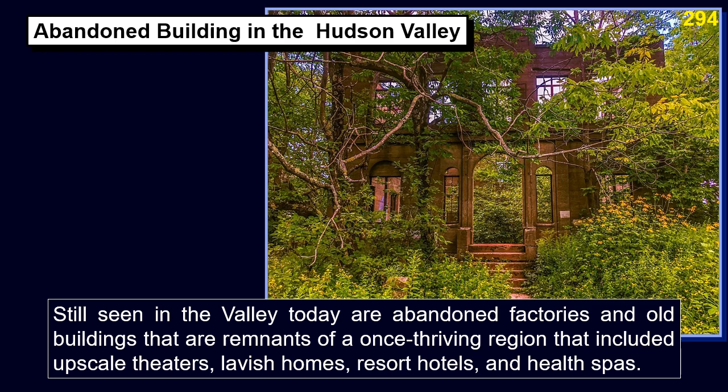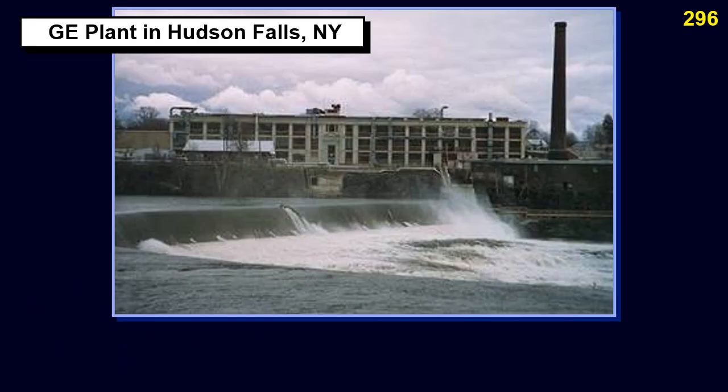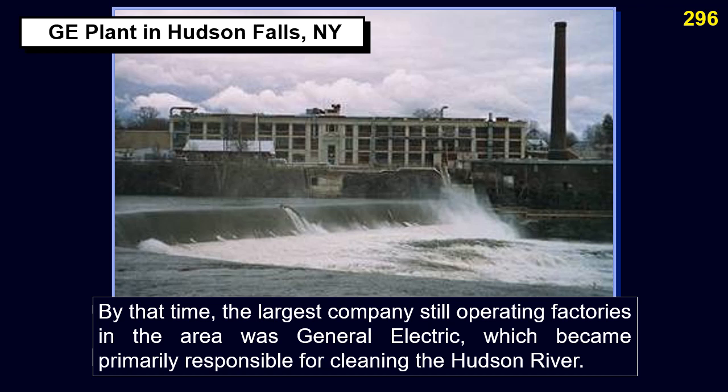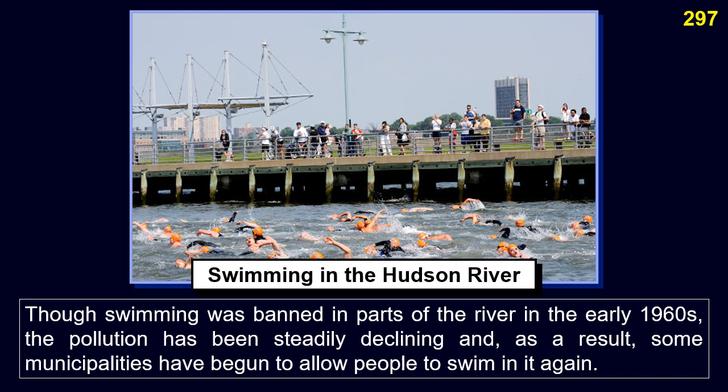The numerous factories that at one time lined the Hudson River poured garbage and industrial waste directly into the river. This pollution was not assessed in a comprehensive fashion until the 1970s. By that time, the largest company still operating factories in the area was General Electric, which became primarily responsible for cleaning the Hudson River. Though swimming was banned in parts of the river in the early 1960s, the pollution has been steadily declining and, as a result, some municipalities have begun to allow people to swim in it again.